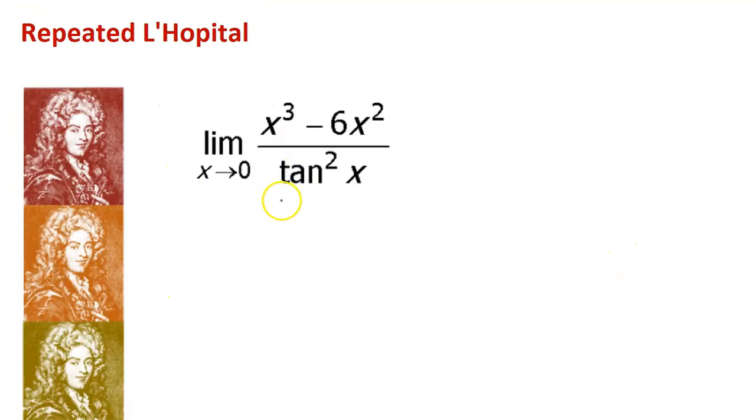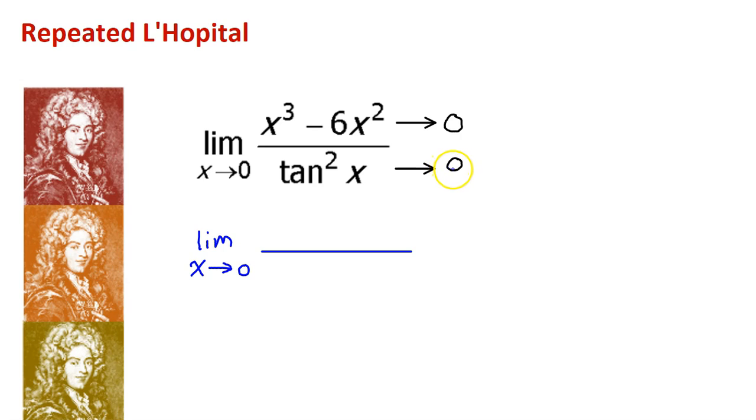Sometimes we have to do L'Hopital's rule more than once. Direct substitution gives 0 over 0, which you must show by arrow 0, mandatory, but we can move on with L'Hopital's rule. Let's take the derivative of the numerator and the derivative of the denominator. The derivative of x to the third power is 3x squared. The derivative of negative 6x squared is negative 12x.